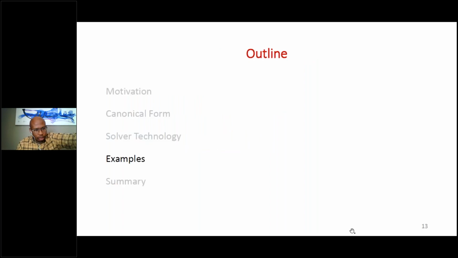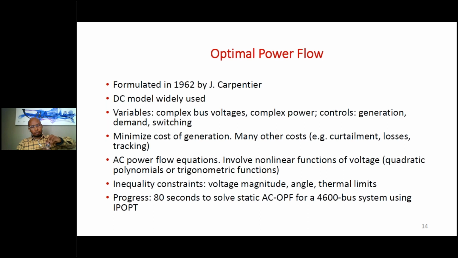We're now going to look into a few applications of optimization. Let's first have a look at the optimal power flow. This problem was formulated in 1962 by Carpentier, as far as we know. The DC model, which involves linearization, is widely used around the world.